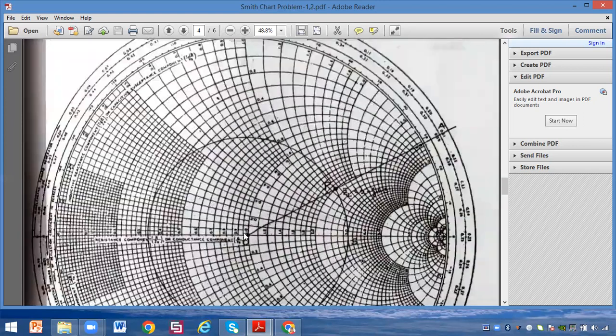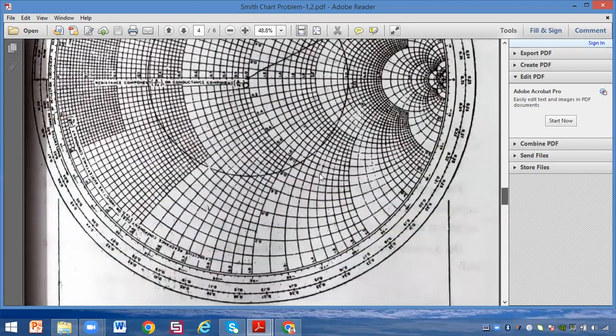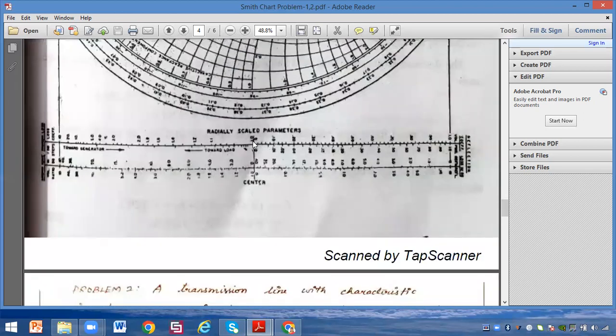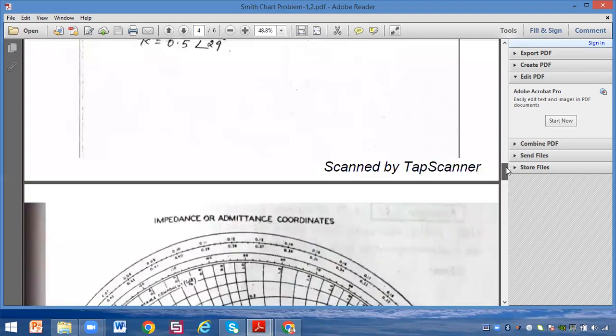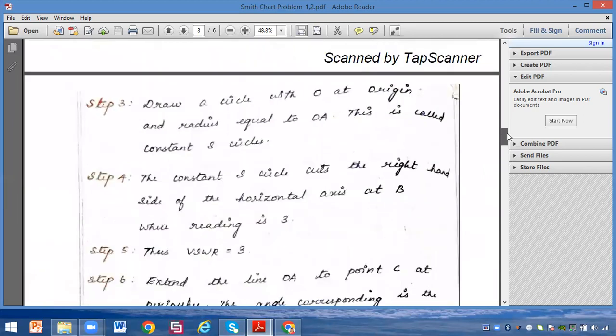Just take the radius OA and mark an angle, that means place a compass here and cut an arc. This is your magnitude of the reflection coefficient. So we can determine the reflection coefficient as well as the voltage standing wave ratio using the Smith chart.